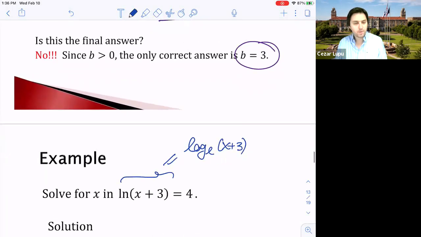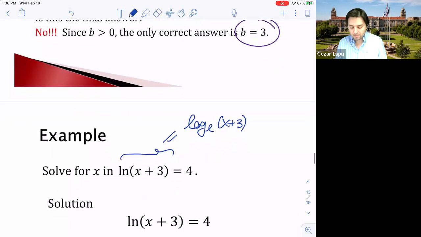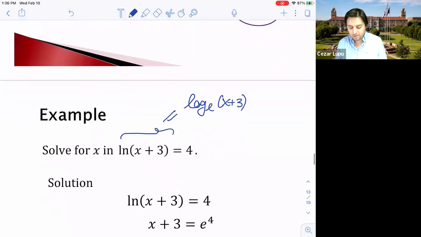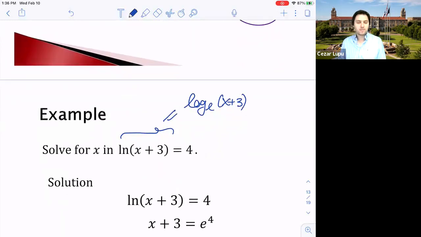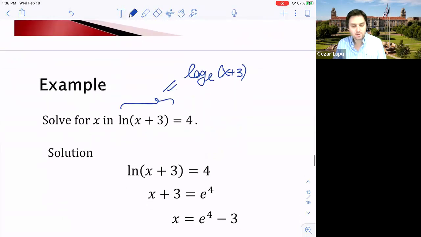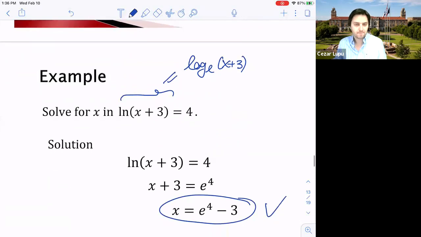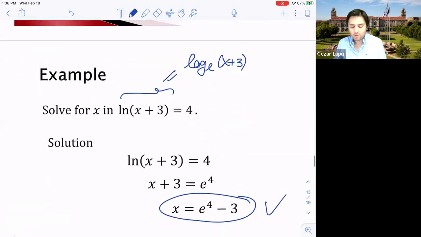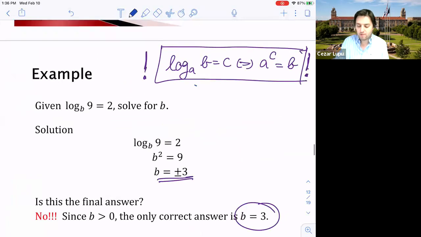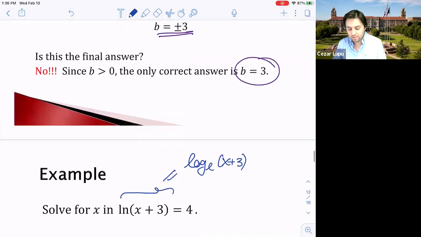So let's see, how do we approach this? Well, this guy here will be equivalent with saying x plus 3 equals e to the power 4th. So x will be nothing else than just e to the power 4th minus 3. So that's it. Plain and simple. We apply the same rule as this one here.